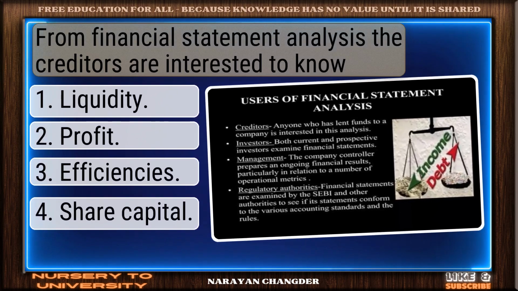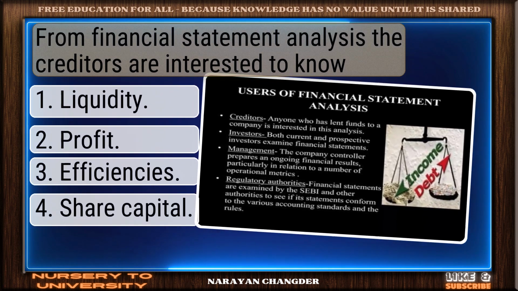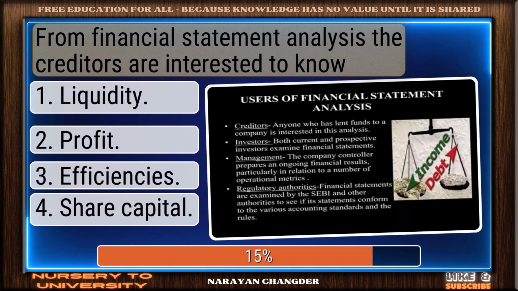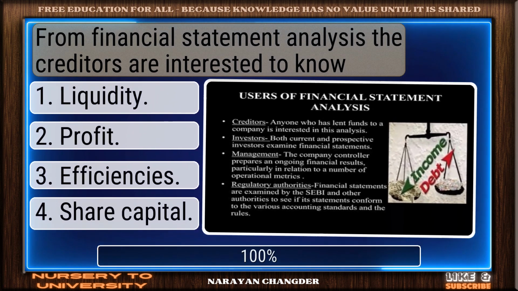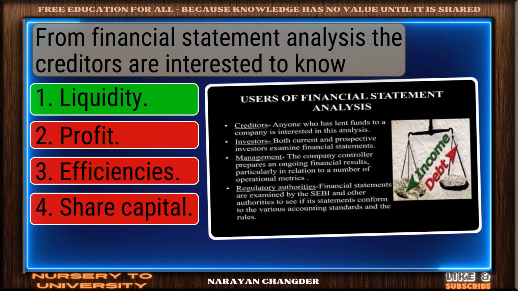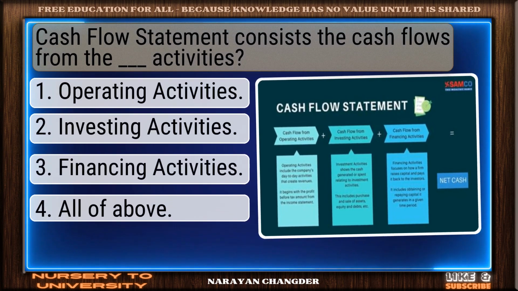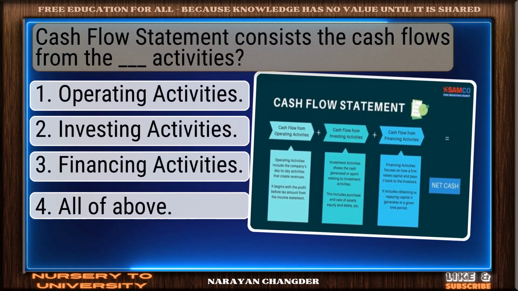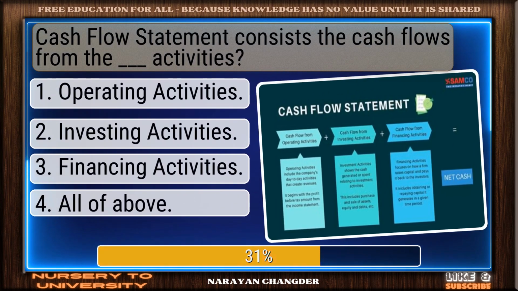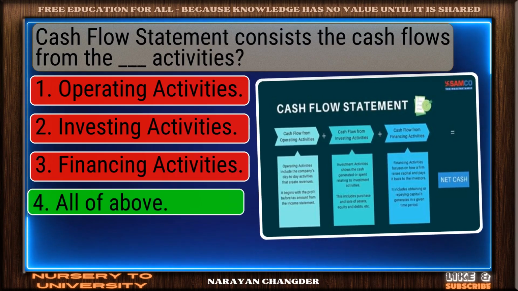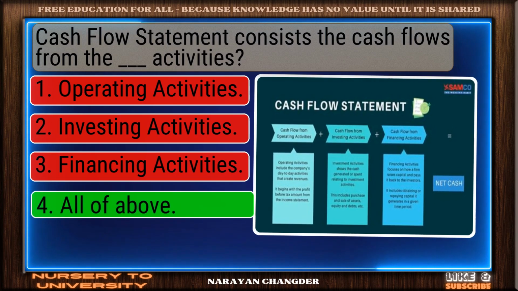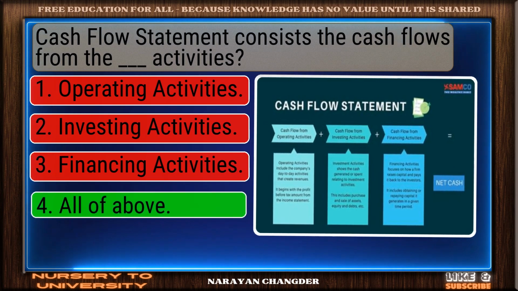From financial statement analysis, the creditors are interested to know. Correct response. Liquidity is the most accurate answer. Cash flow statement consists the cash flows from the dash activities. Sharp thinking. All of above is the right choice.